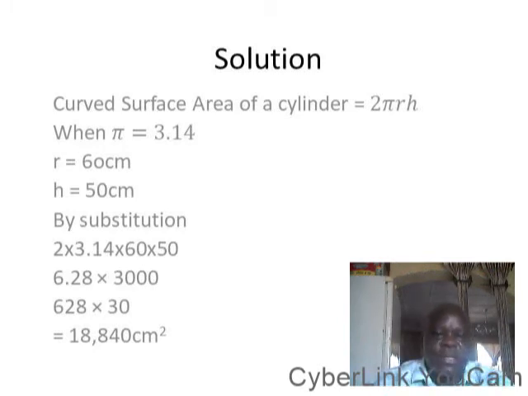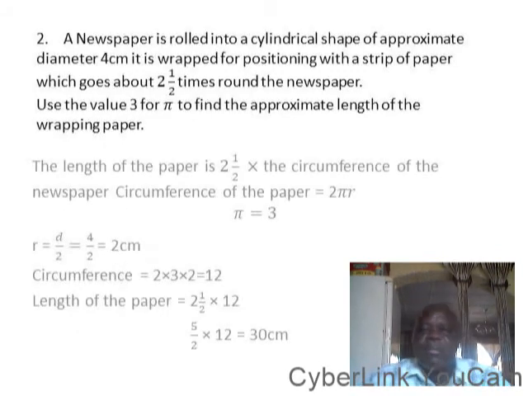18,840 centimeter square. Then we move on to the next slide. A newspaper is rolled into a cylindrical shape of approximate diameter 4 centimeter.